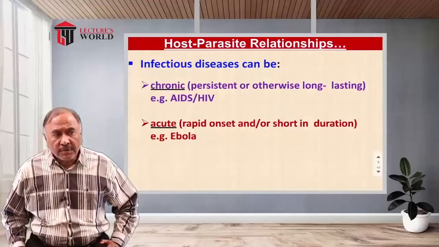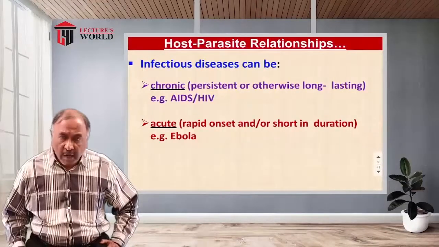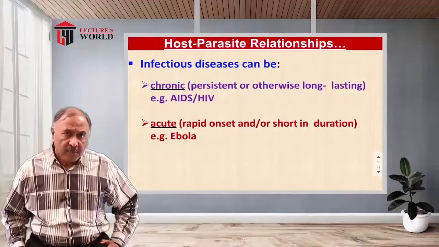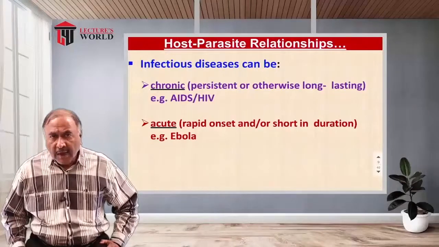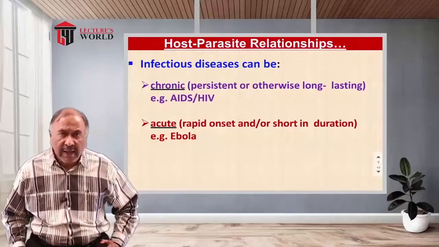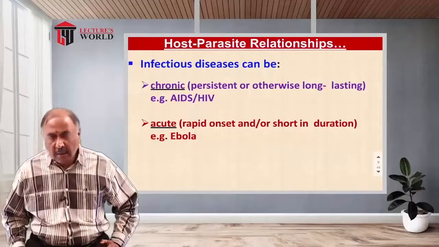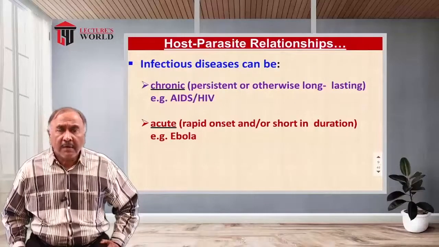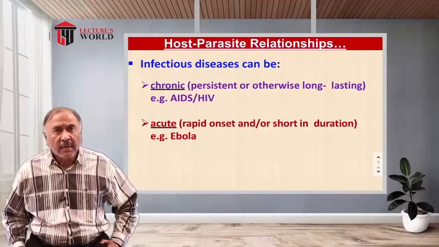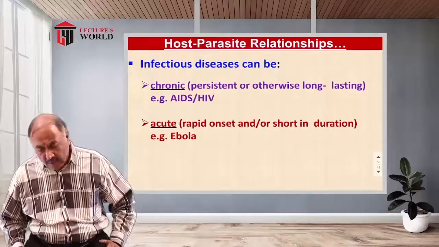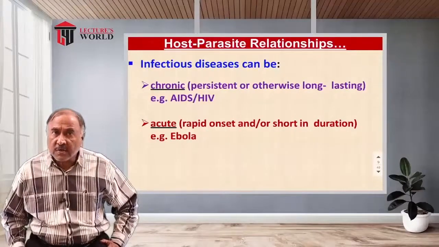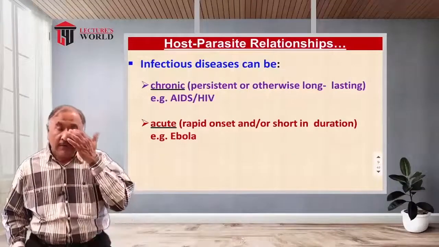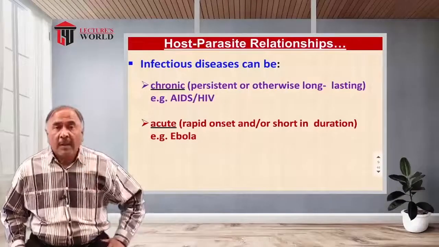In contrast to these chronic diseases, we have acute diseases. Acute in a sense that there is a rapid onset and there is a rapid recovery. That is, in a short time, there will be an onset of the disease and there will also be a speedy recovery if the person does not die. For example, a common cold.